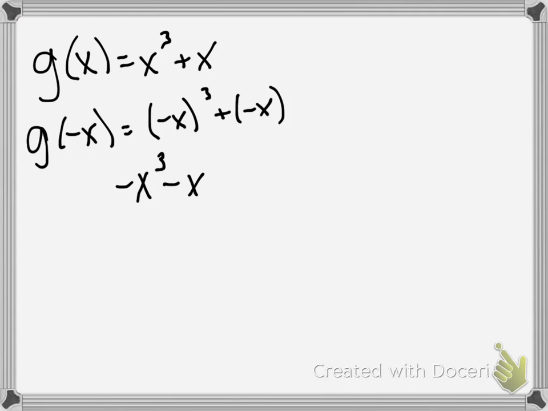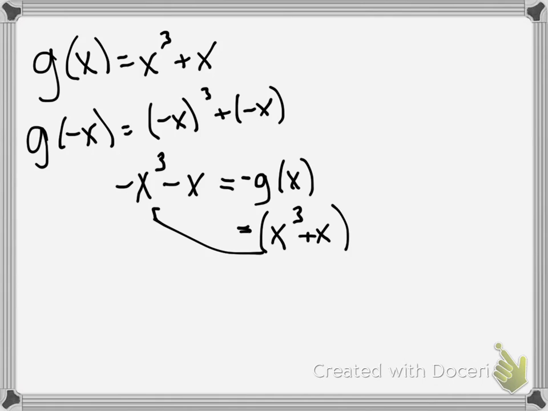Well, look what happened here. All the signs changed from regular g of x. So you can say that this is negative g of x, because negative g of x is negative x cubed plus x, and when you distribute that minus sign, you do end up getting negative x cubed minus x. So since g of negative x equals negative g of x, g is going to be an odd function. Let's look at one more.